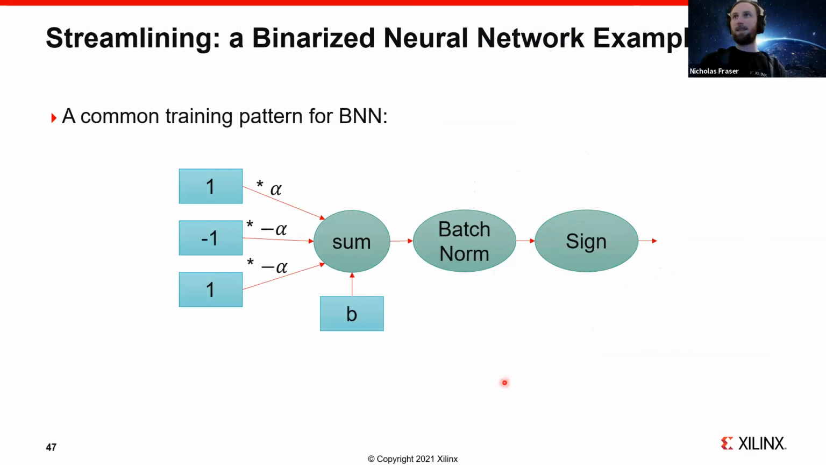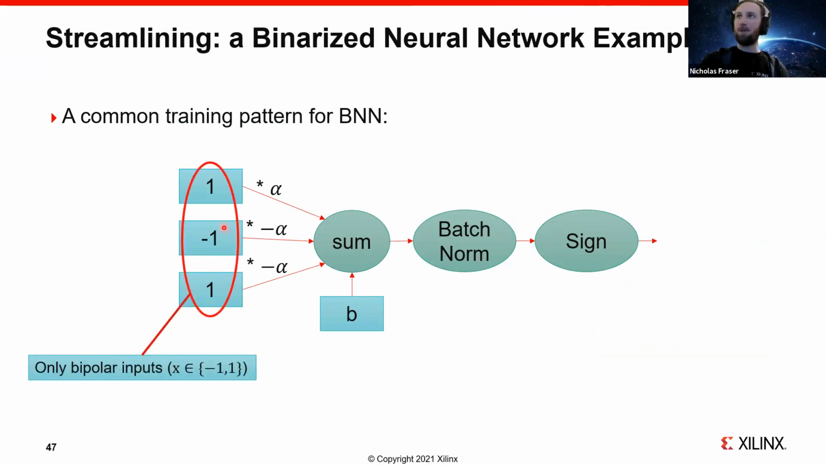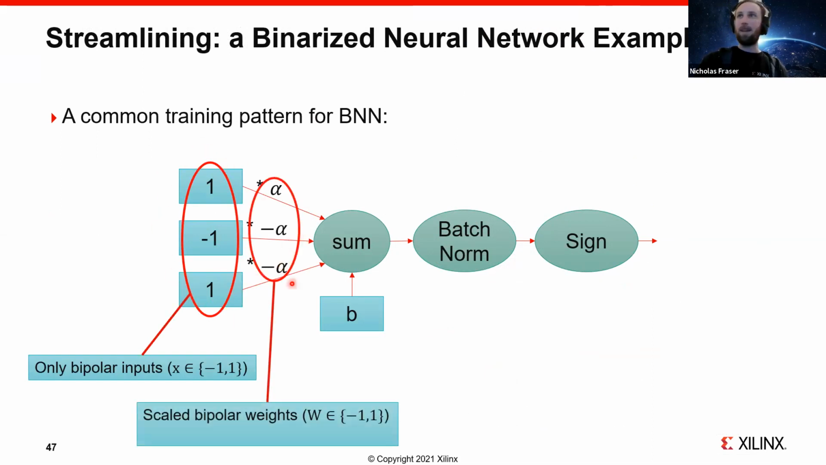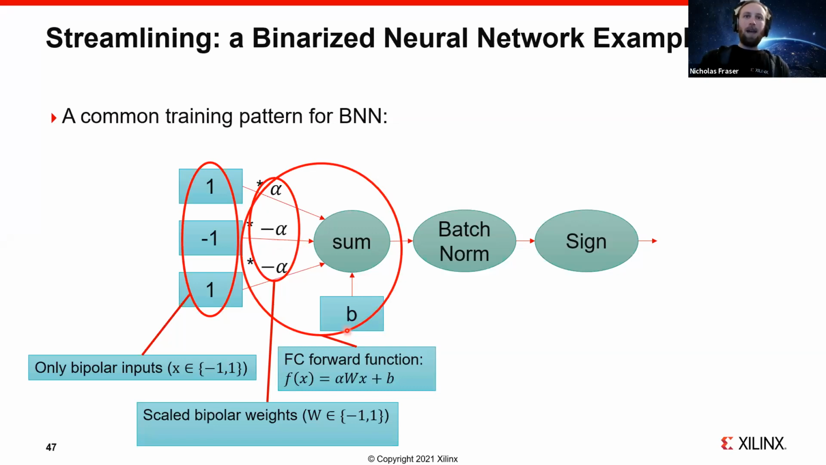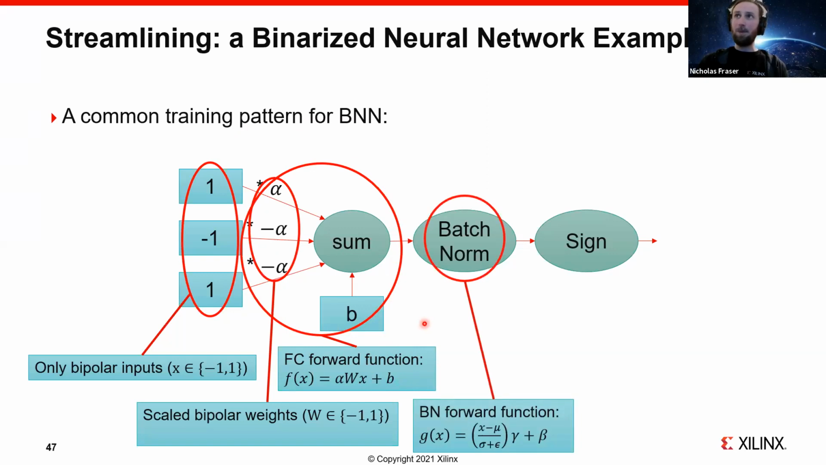So this is the pattern that we've made here. On the left, we have bipolar inputs created by that hard tanh activation function. We have scaled bipolar values for weights, and these are real valued scales, so these are potentially not very nice. We have a bias creating our binarized fully connected layer, with a floating point or real valued bias. Then we have batch normalization.